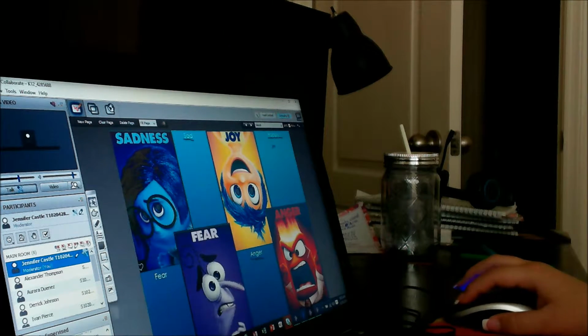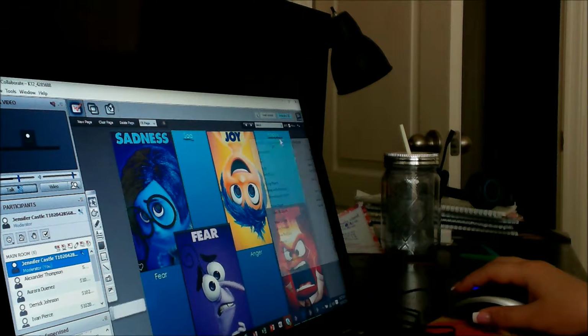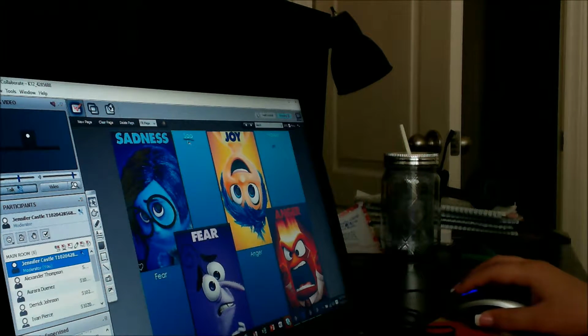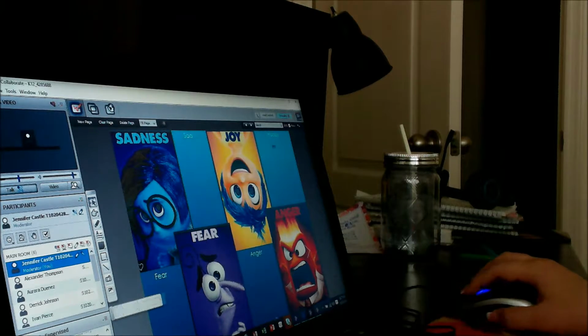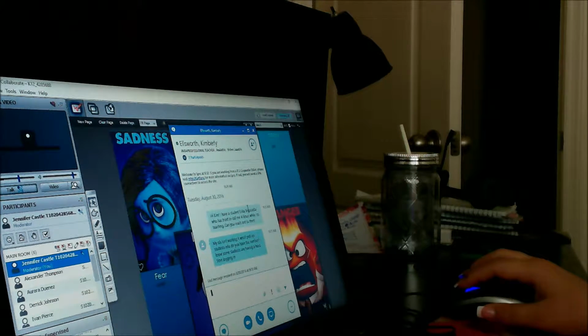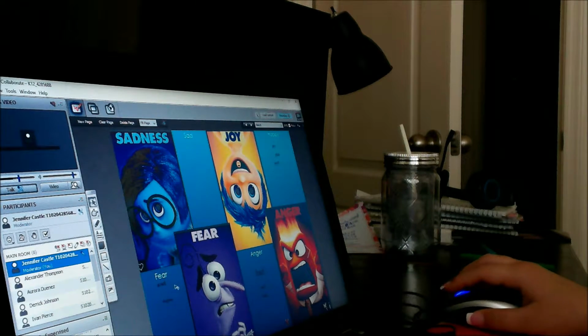Okay, go ahead. Here's the pen tool back. Be careful what you're writing because it can block out what everyone else is doing. Fear, we have frightened. Anger, we have bad, mad, crazy. Joy, glad, joyful. Very good.